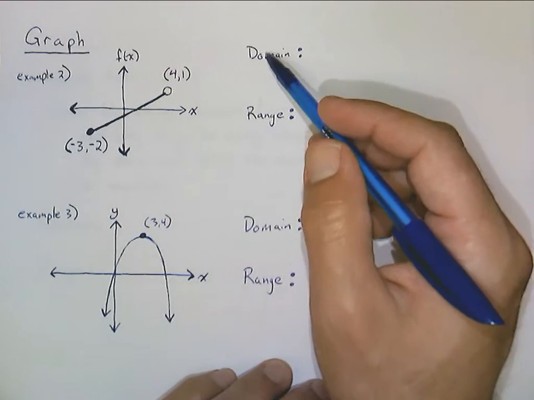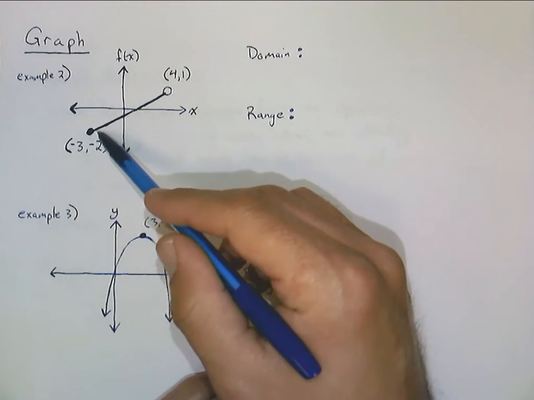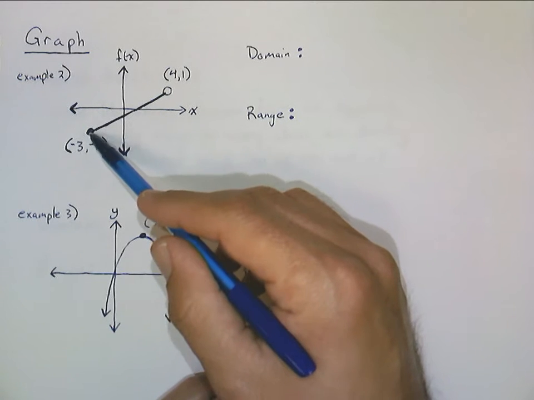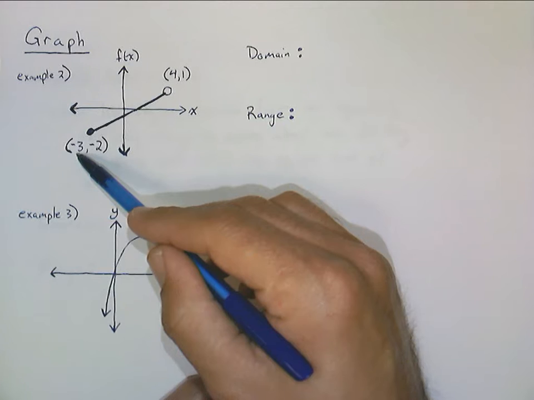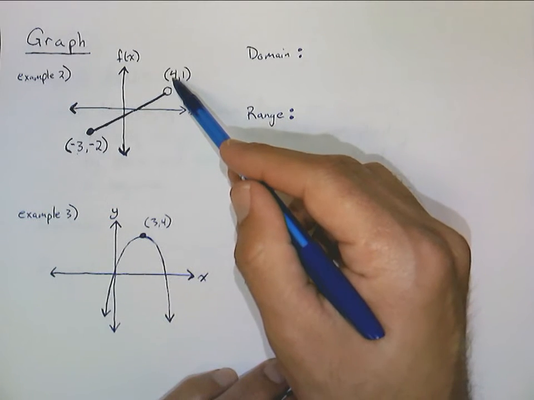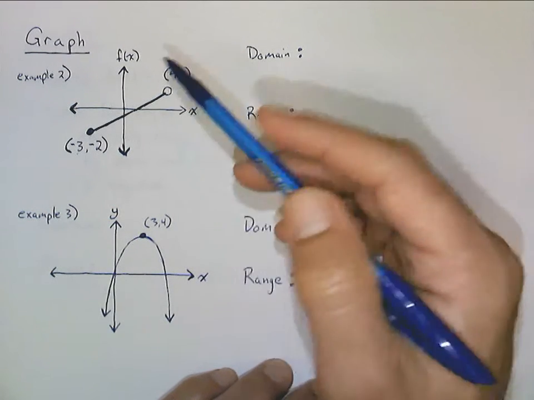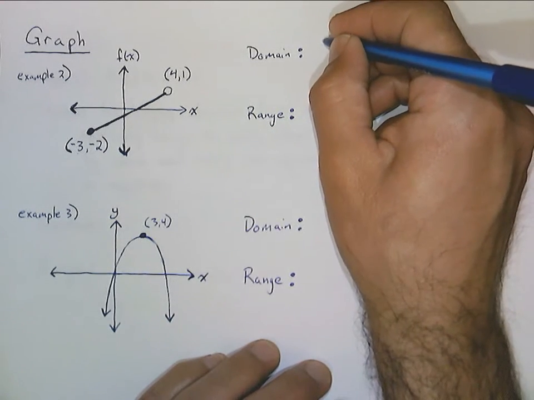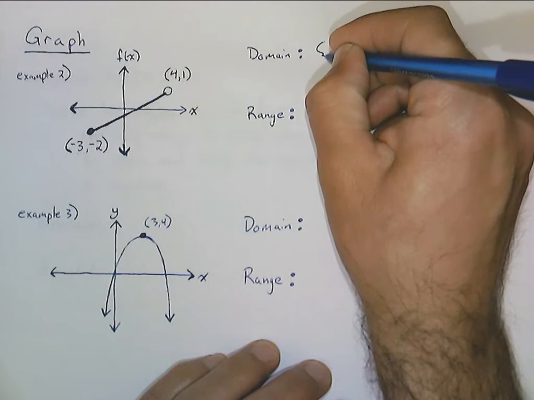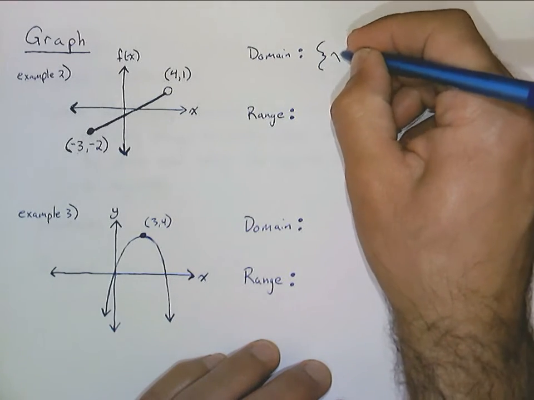So in this case, the domain is going to be the set of all the x coordinates. So these x's, we can see the leftmost x coordinate is going to be this negative 3. The rightmost x-coordinate is going to be 4. So we can write this in a couple of different ways. If we want to use set notation, it's going to be the set of x.